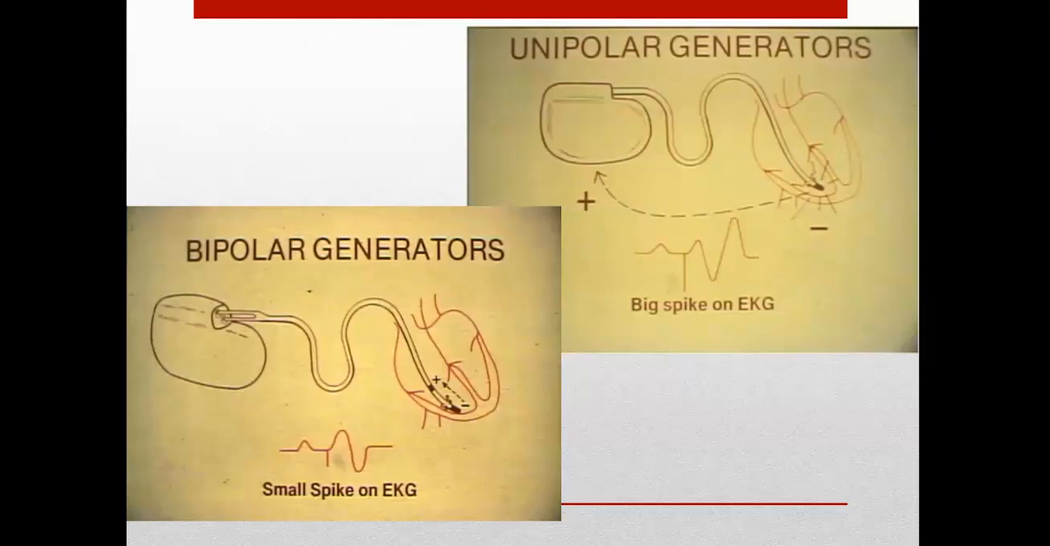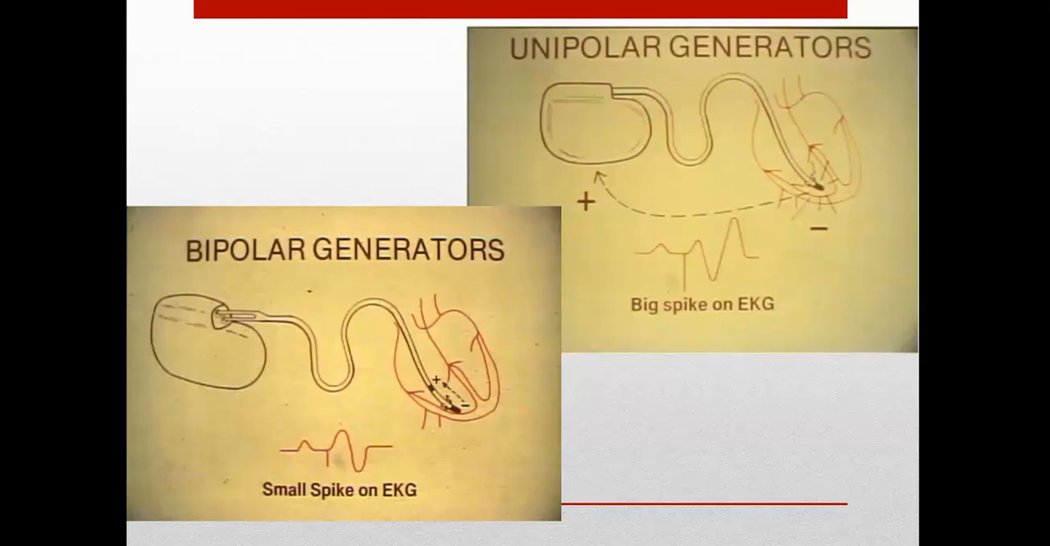So let's consider how this occurs with a unipolar generator. The electrical current moves from the pulse generator through the negative pacing lead to the negative electrode and into the cardiac tissue. The pulse generator itself then serves as the positive pole to complete the circuit and return the current to the pulse generator. Okay, we see how that makes a big circle?